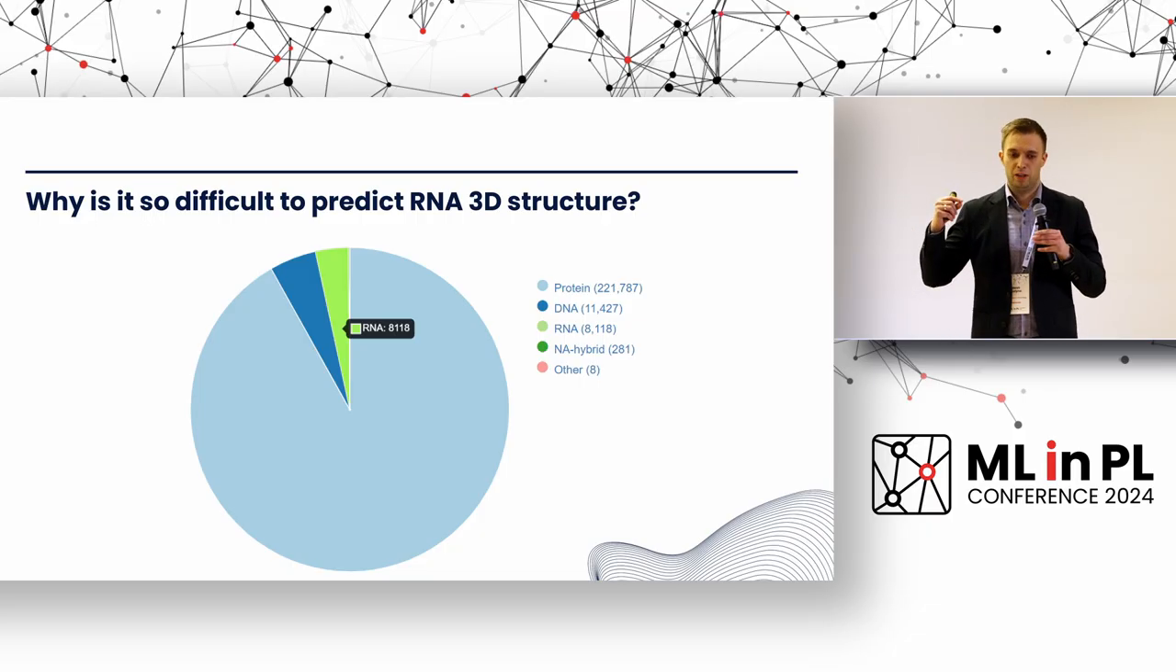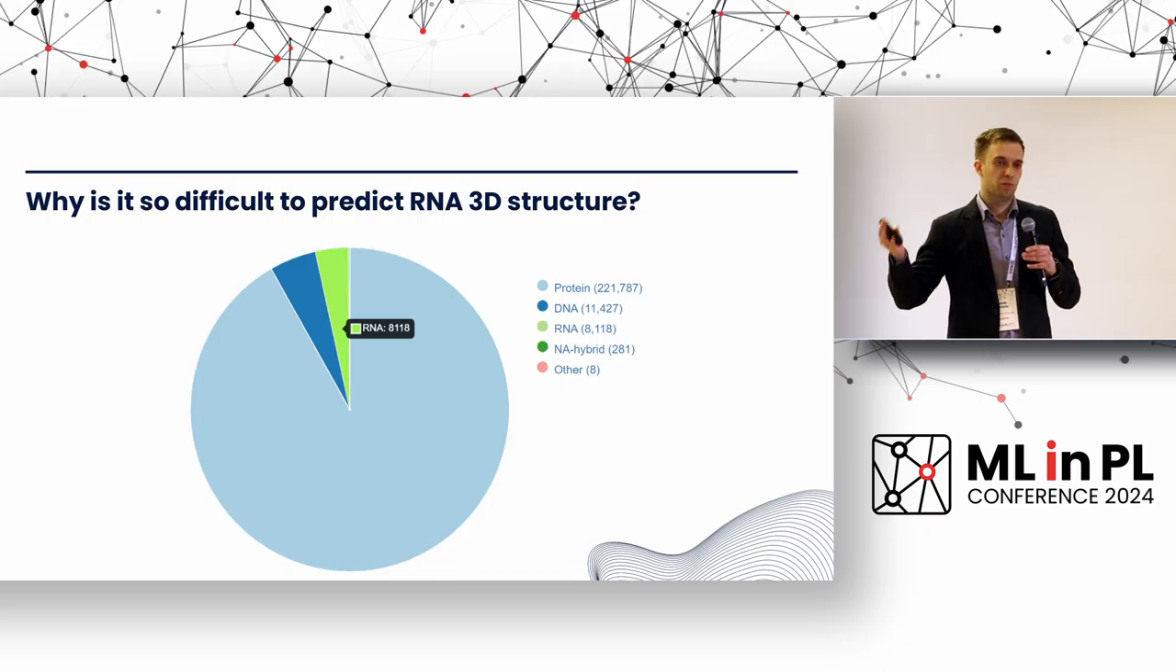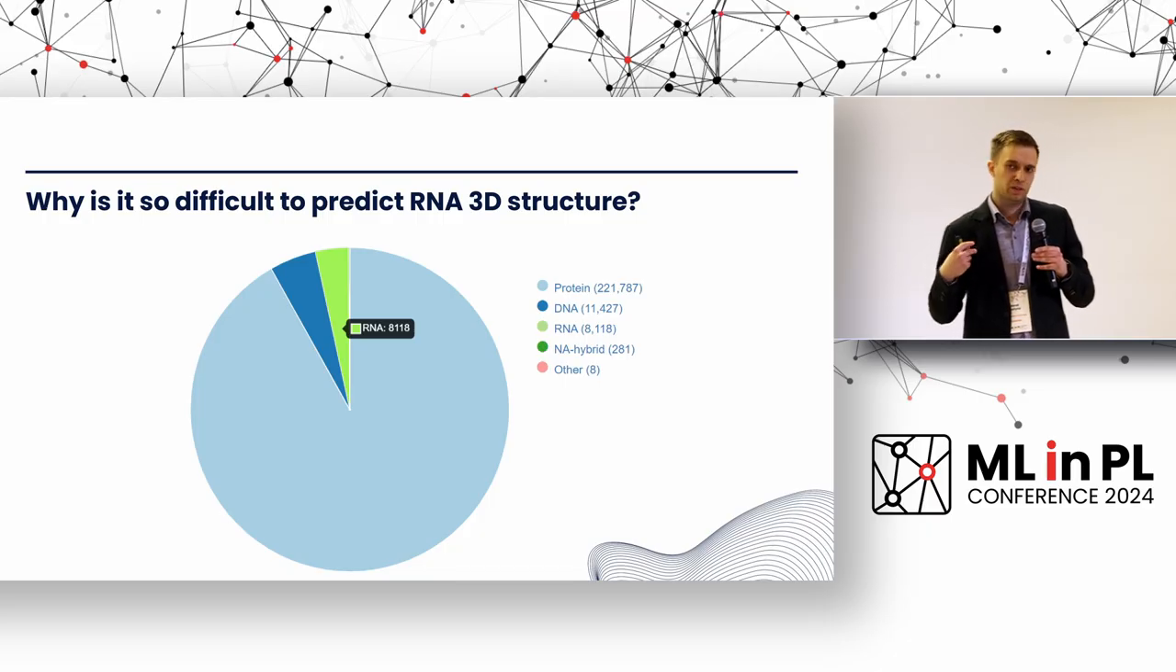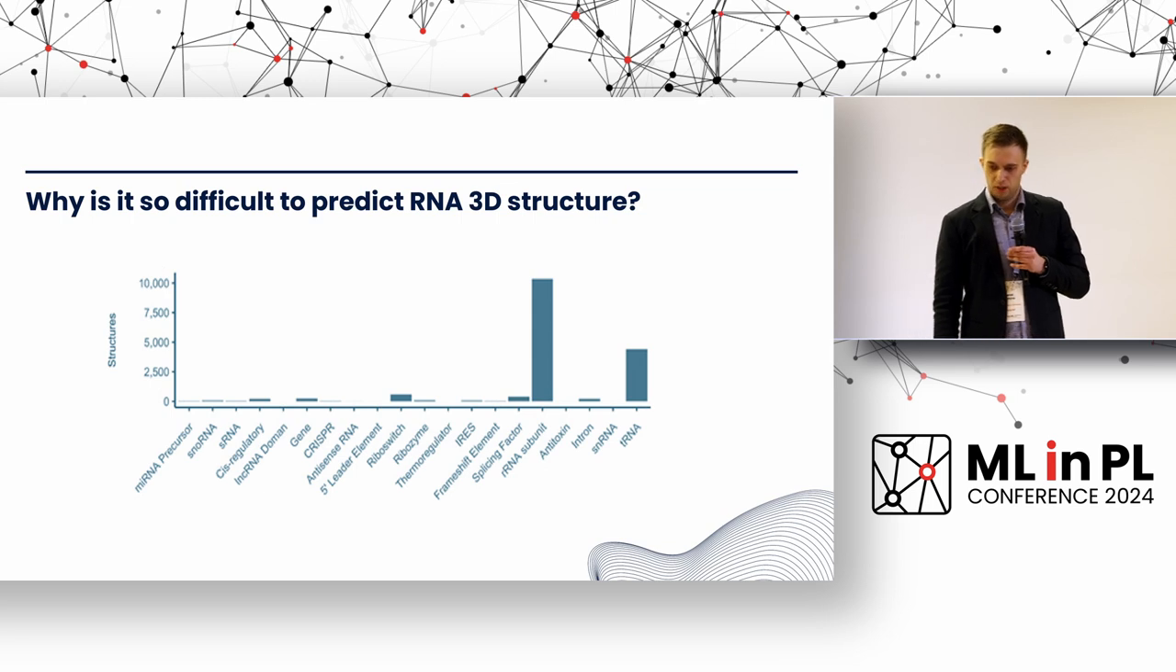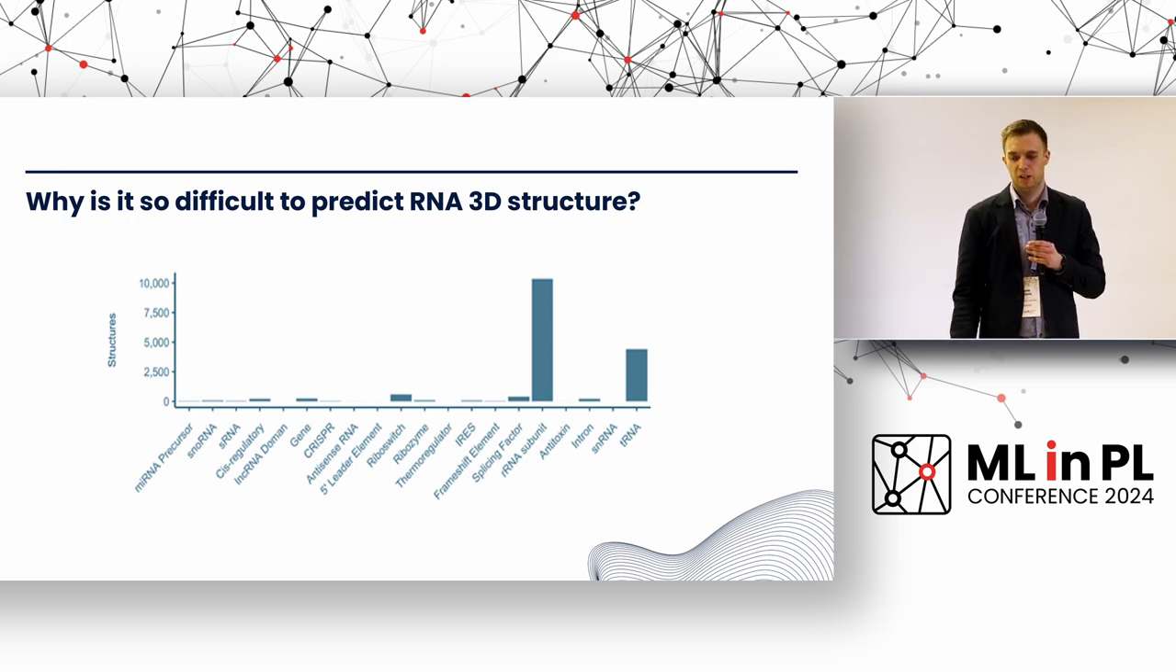It means that we have multiple structures that come from different organisms, but are actually made up of the same sequence, or the structures are identical. So if we remove the redundancy, the number will drop to even below 2,000 structures. Another problem is high data imbalance.